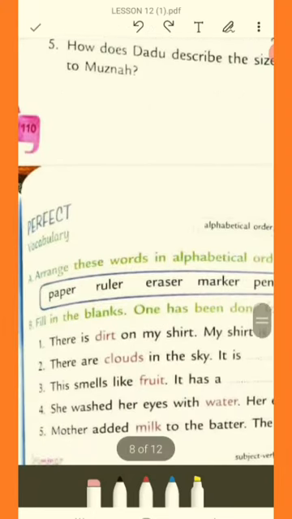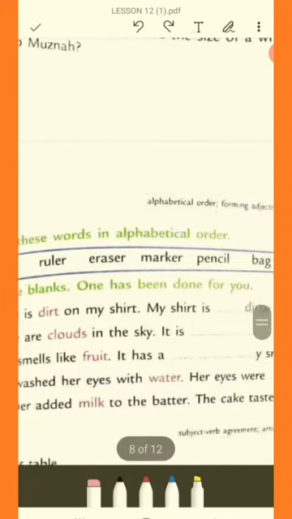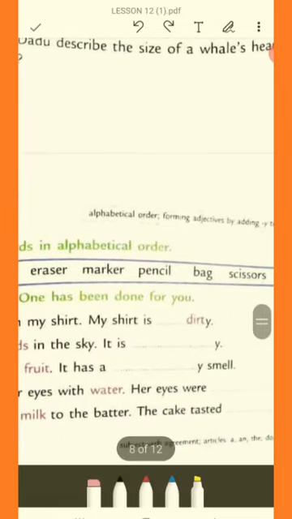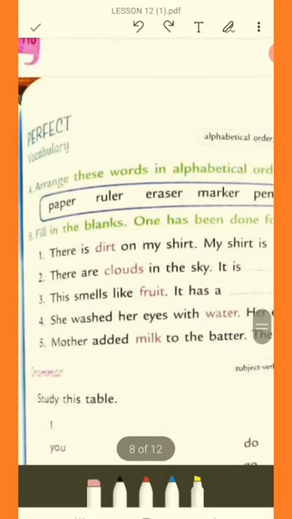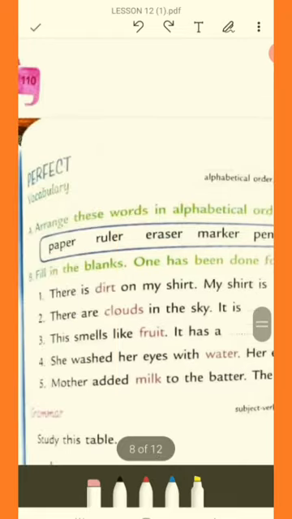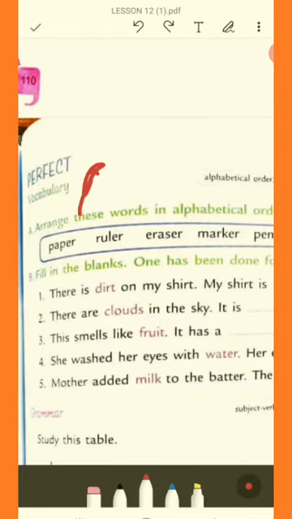So there is this perfect session where we will learn about vocabulary. Today we'll learn about alphabetical order, forming adjectives by adding Y to words. Okay, let's see. You are asked to arrange these words in alphabetical order. I think I've already told you what alphabetical order is. What are alphabets? The letters A, B, C, D, E, F, G, H, I, J, K and so on are the alphabet. And the words arranged in such order is called alphabetical order. And I've given you hints on this also.